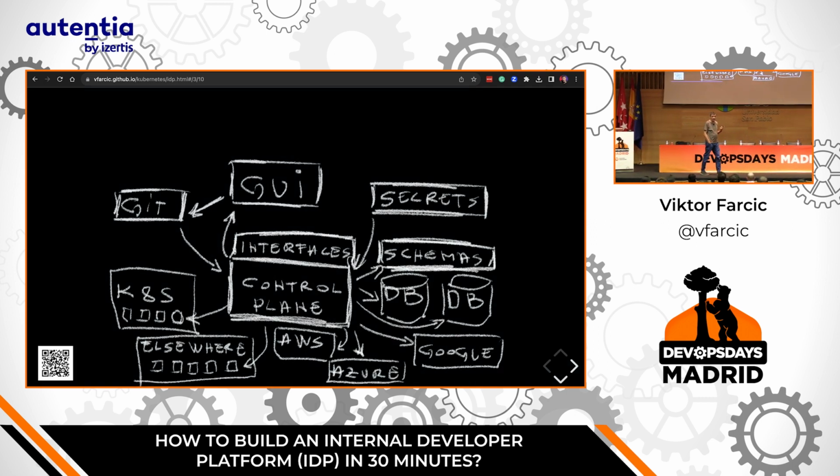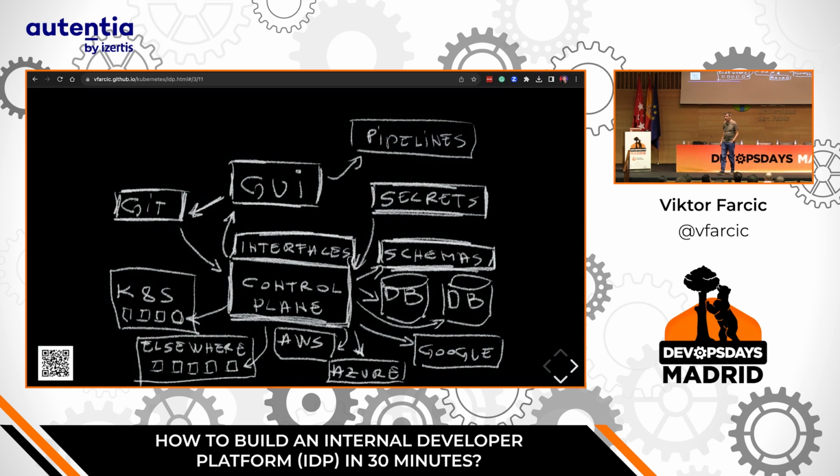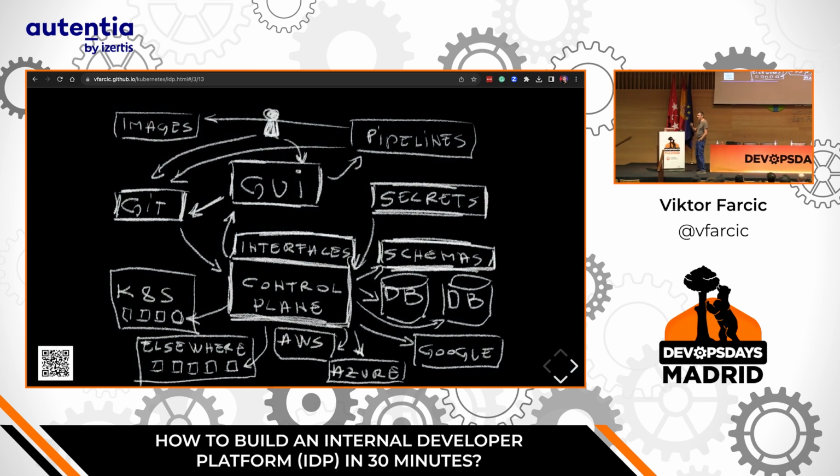And there will be some graphical user interface, right? Graphical user interface can be anything. For some people, that's web UI. For some other people, that's VS Code. For third group of people, that's terminal, right? Some kind of interface through which you can interact with the API of the control plane, right? So that's a short version, and there will be some pipelines, and there will be some people as well.